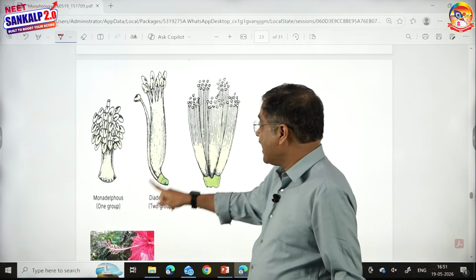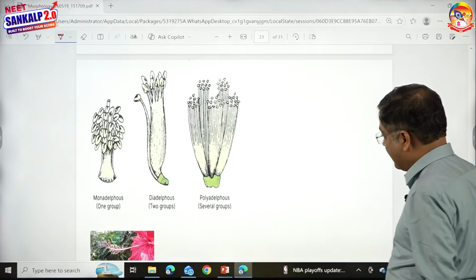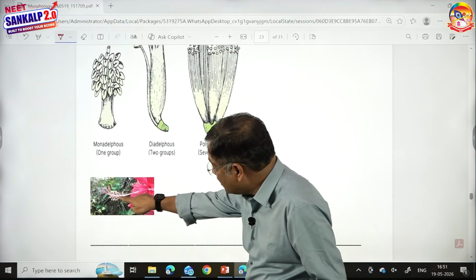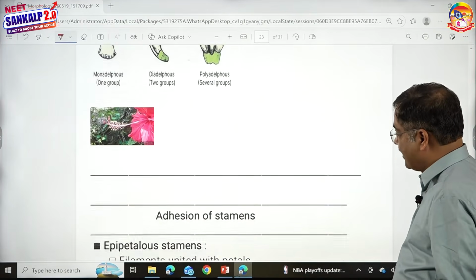China rose, monadelphy. Fabaceae, diadelphy. Citrus is polyadelphy. You could see the China rose here. All the filaments fused. You could see the anthers free. This is a wonderful example for monadelphy.